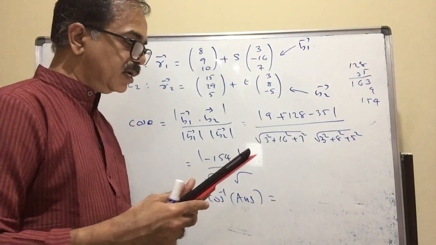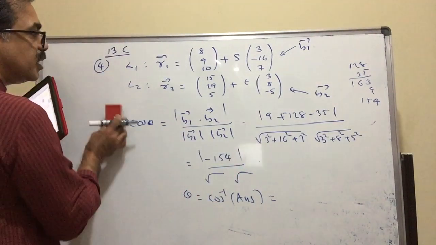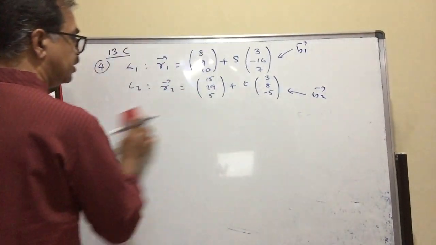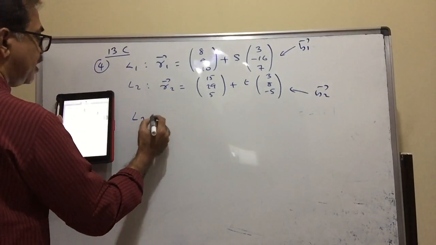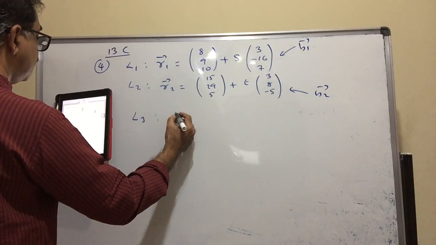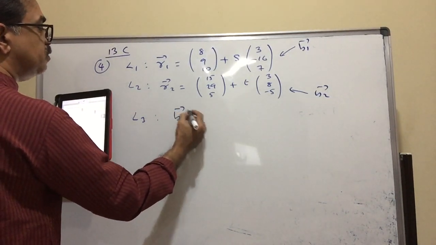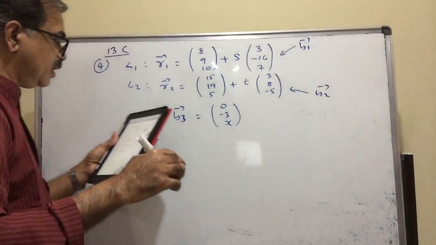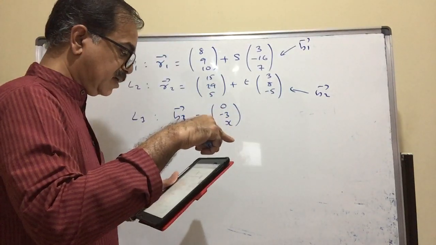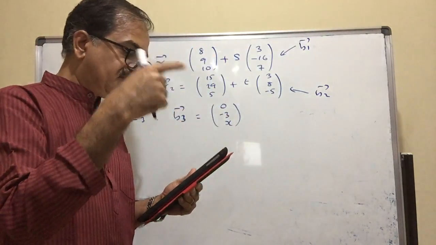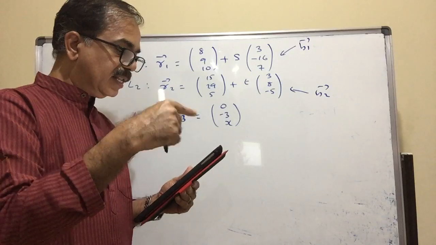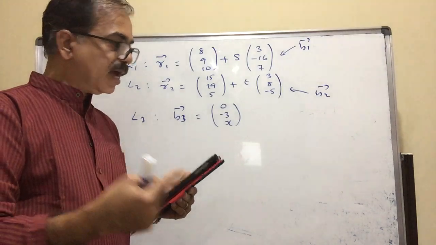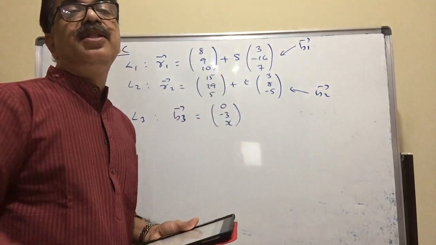Okay, so we have another third sub question here. They have given you the second sub question there. So what they say is there is another line L3 here, and L3 has a direction vector. I'm going to call it b3. b3 vector is 0, minus 3, x. The question says find x if L1 and L3 are perpendicular. A third line L3 is perpendicular to L1 and has this direction vector, find the value of x.